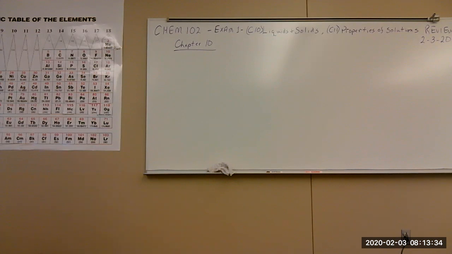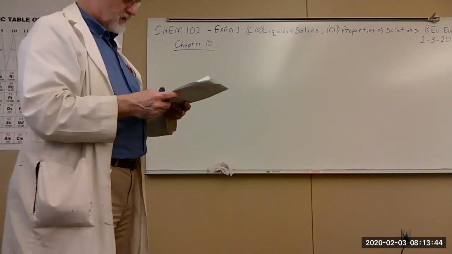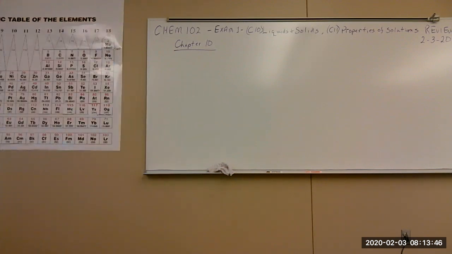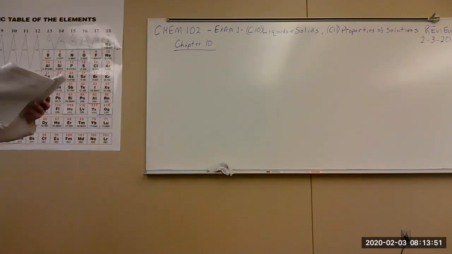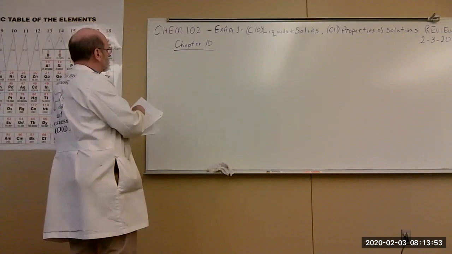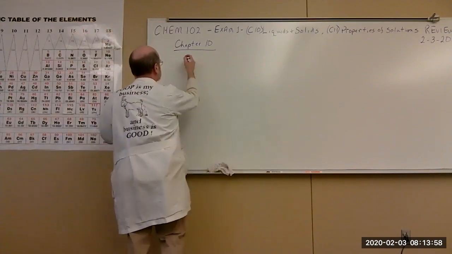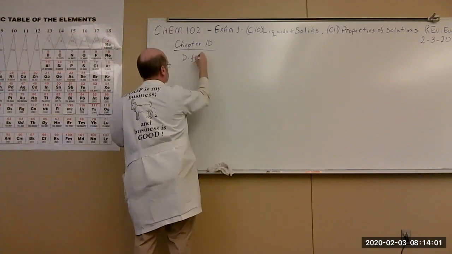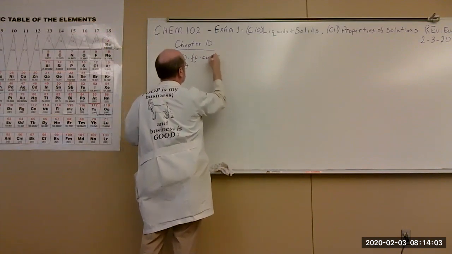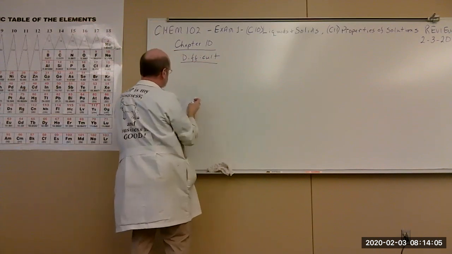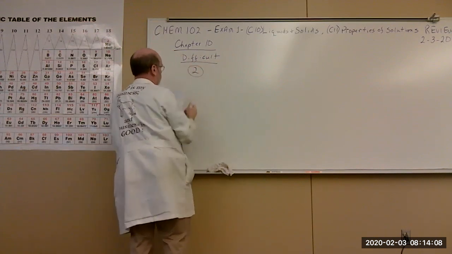Could we look through this one as well, because it has to do with the revised Q formula? Review number two for chromium. Sure. So this is chapter 10, and this is a difficult section. I've got to be more specific then, don't I? Difficult section number two. Okay.